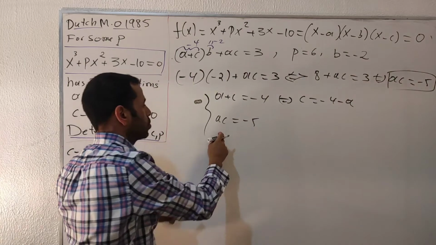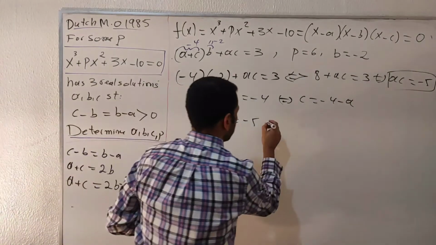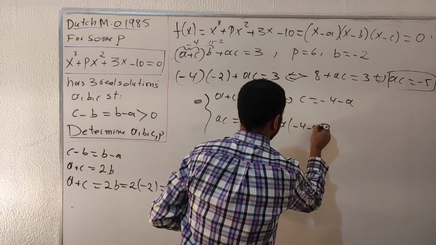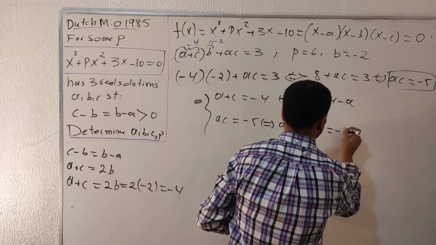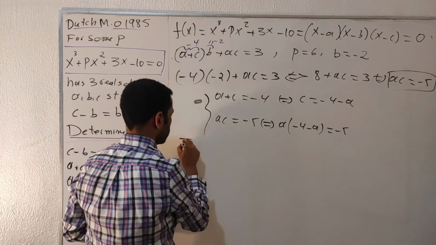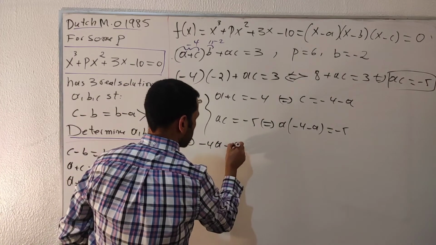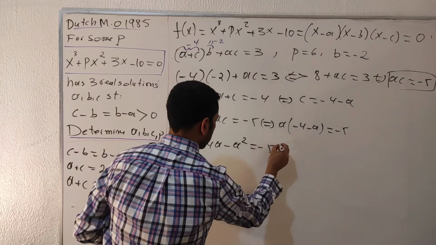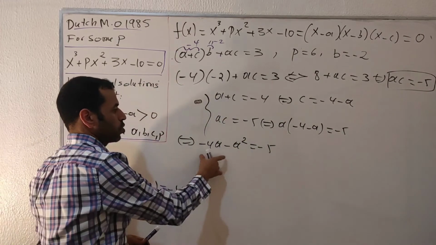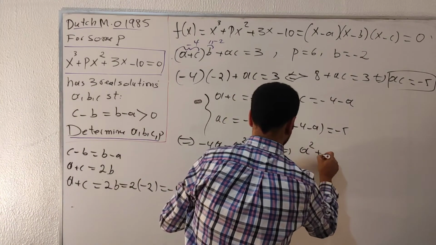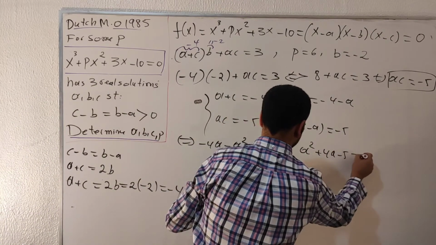Taking this value and inserting it into the second equation, I get A multiplied by minus 4 minus A equals minus 5. Equivalently, I get minus 4A minus A squared equals minus 5. Taking these two terms to the right, I get A squared plus 4A minus 5 equals 0.